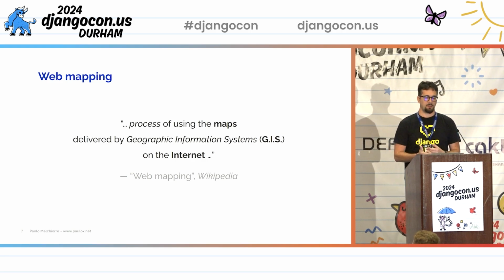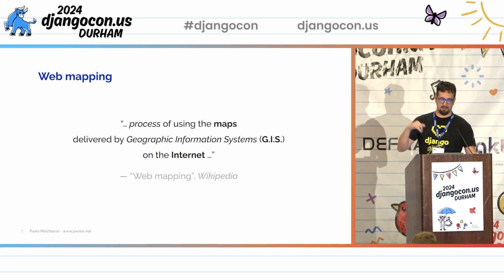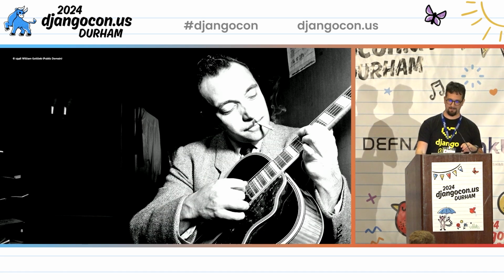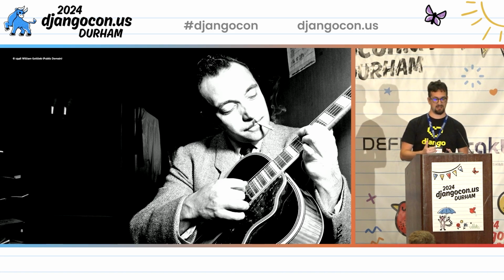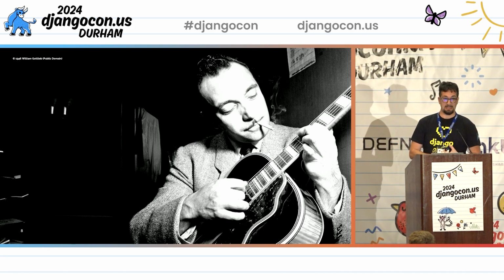The definition on Wikipedia says that web mapping is the process of using maps delivered by a geographic information system. But implementing a GIS from scratch is beyond the scope of this talk. Instead, as a GIS, we are going to use Django, our preferred web framework, and in particular the GeoDjango module.